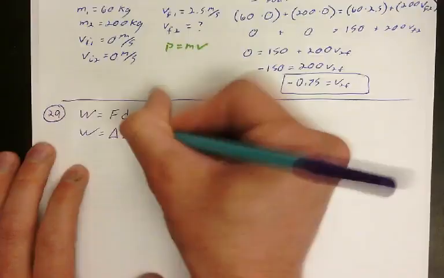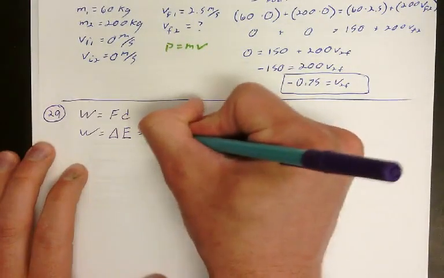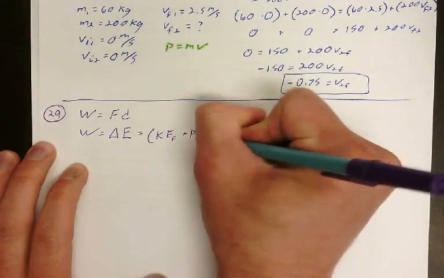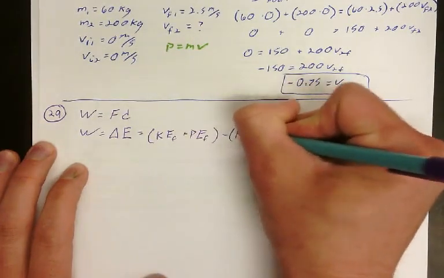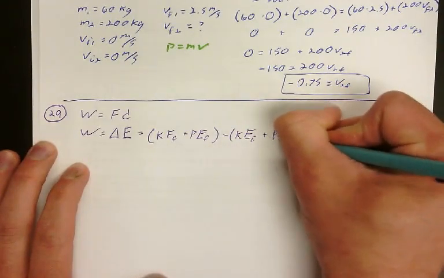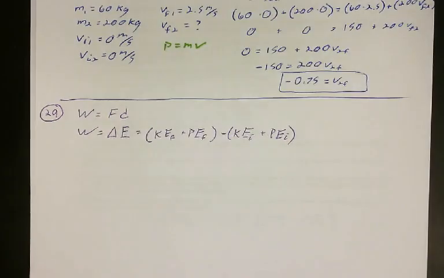And remember, the way we've written the change in energy is kinetic final plus potential final minus kinetic initial plus potential initial. So either of those equations will work. You have to decide which one makes the most sense to you. So I'll show you both of them because you're going to end up with the same answer. And it just depends on which one you find to be easier.